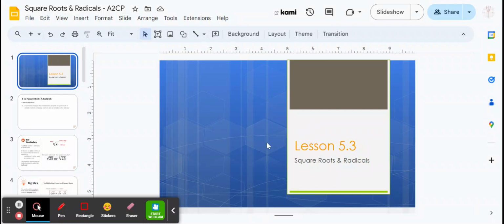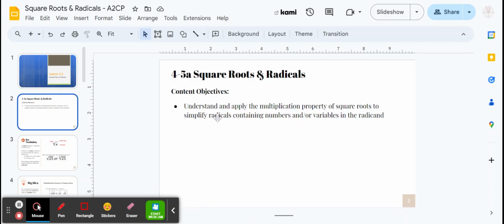In this lesson, students will learn about square roots and radicals. They will be able to understand and apply the multiplication property of square roots to simplify radicals containing numbers and/or variables in the radicand.